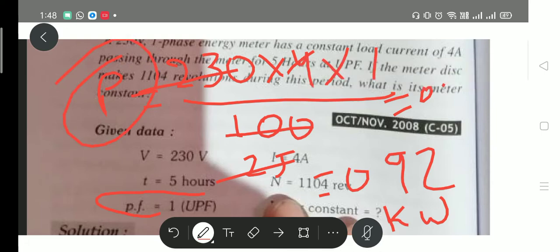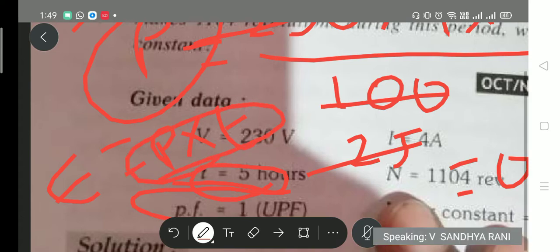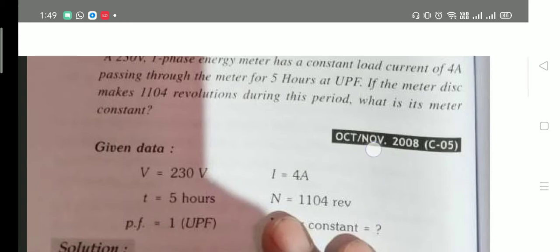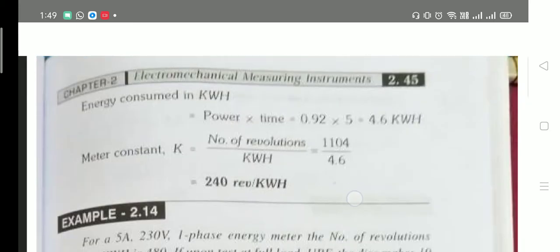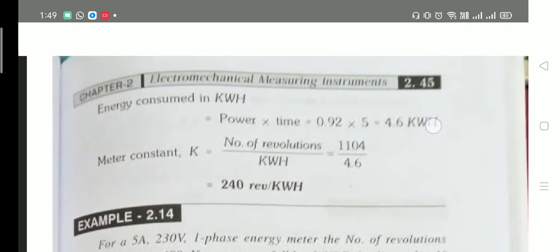Then we can find the energy. Energy is equal to power into time, right? We know the power now, 0.92. T is also 5 hours is given. We require kilowatt hour, so we can take 5 hours only. So, power into time, 0.92 into 5, that is 4.6 kilowatt hour.